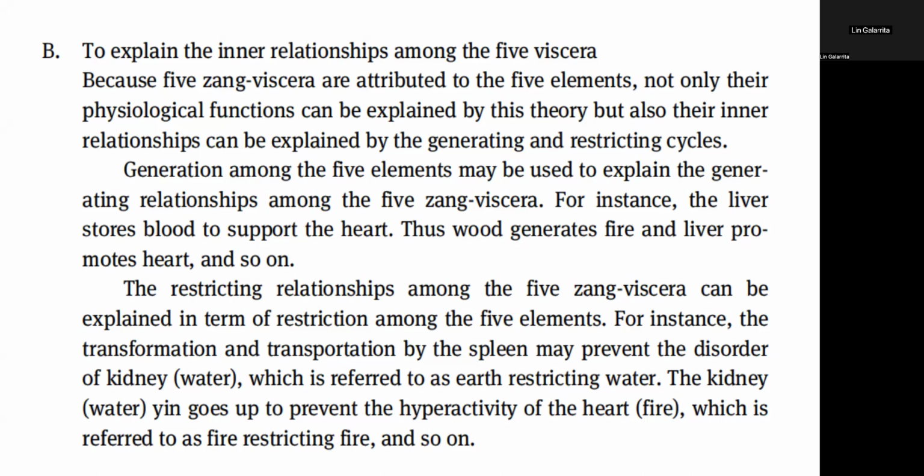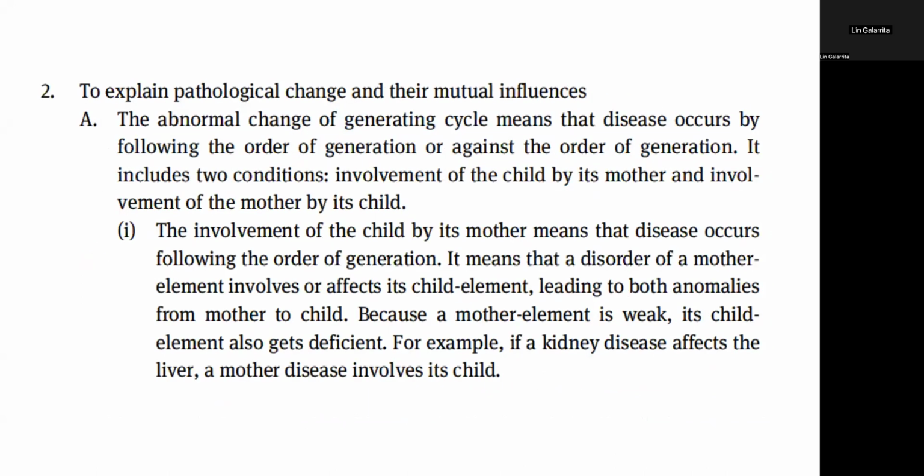The restricting relationships among the 5 Zhang viscera can be explained in terms of restriction among the 5 elements. For instance, the transformation and transportation by the spleen may prevent the disorder of kidney, which is water, which is referred to as earth restricting water. The kidney, which pertains to water, is yin, which goes up to prevent the hyperactivity of the heart, which pertains to fire, which is referred to as water restricting fire, and so on.